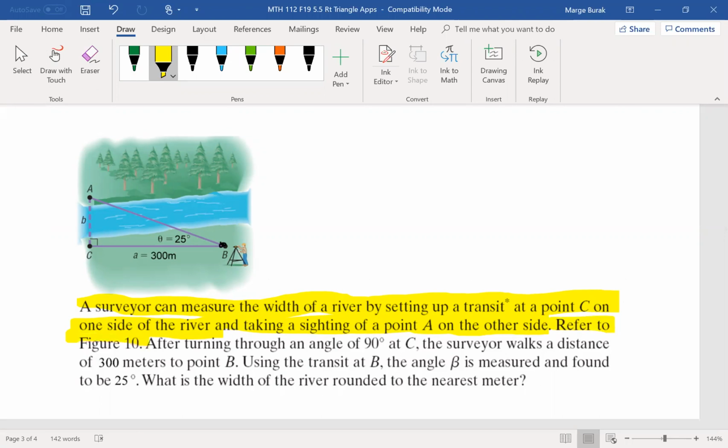After turning through an angle of 90 degrees at C, the surveyor walks a distance of 300 meters to point B. Using the transit at B, the angle beta is measured and found to be 25 degrees. What we're doing is trying to find the width of the river, rounded to the nearest meter. Okay, so we've got this angle. You can see they've set up our triangle. We're trying to find the width of the river to the nearest meter.